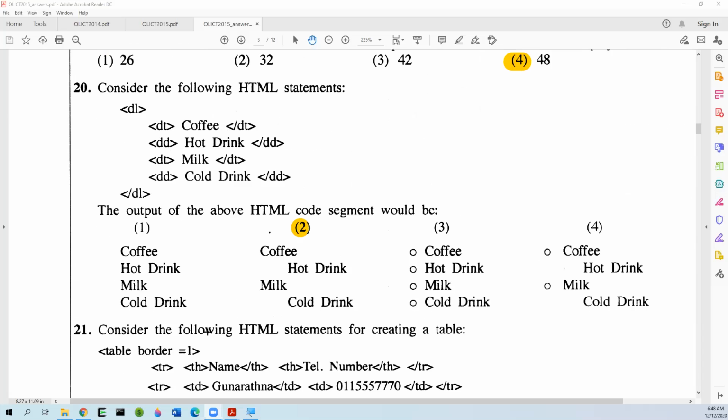Question number 20, you are given HTML statements. We have descriptive lists. This is the description title and this is the data. So no symbols are used in descriptive lists. So 3 and 4 are out. It's a matter of selecting 1 and 2. And you know that when you have DT and DD, the DD goes after the DT. Okay, that's question number 20.